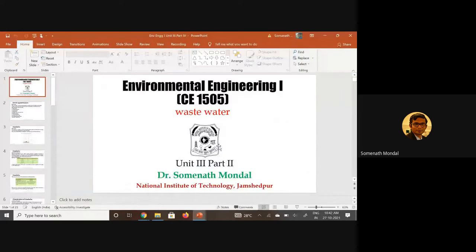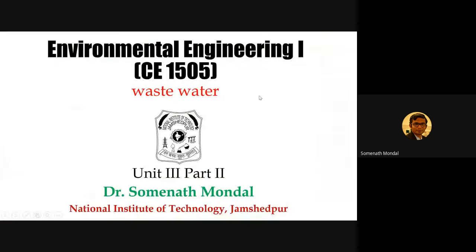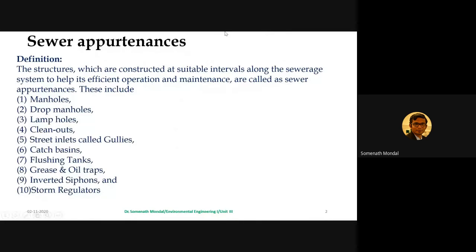As I have mentioned several times, appurtenances. In this particular section, we will be discussing the appurtenances of the sewers, or in other words, sewer appurtenances. So basically, what are sewer appurtenances? Sewer appurtenances are those structures which are constructed at suitable intervals along a sewerage system and help in its efficient operation and maintenance. So basically, these are known as appurtenances.